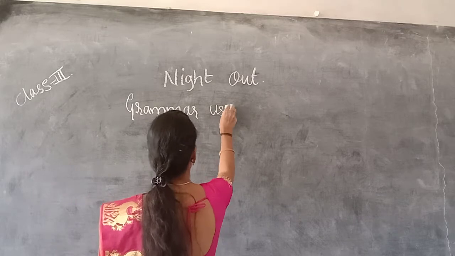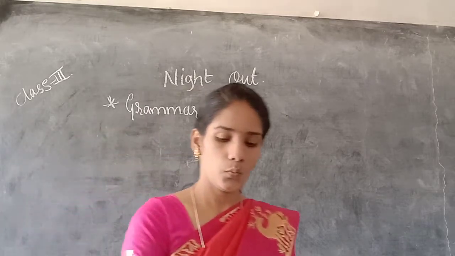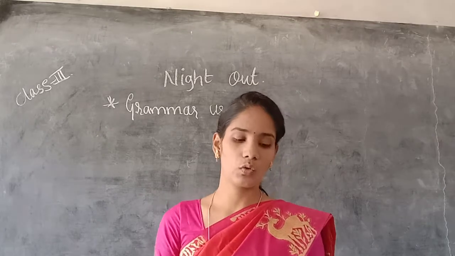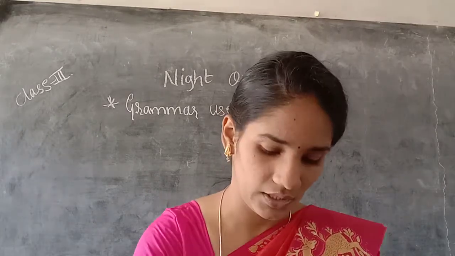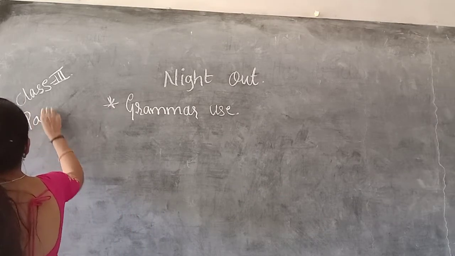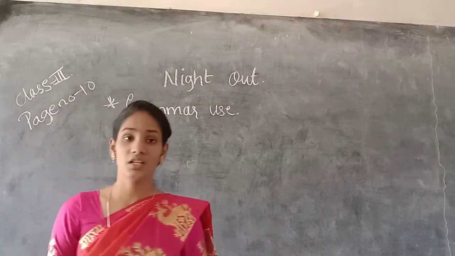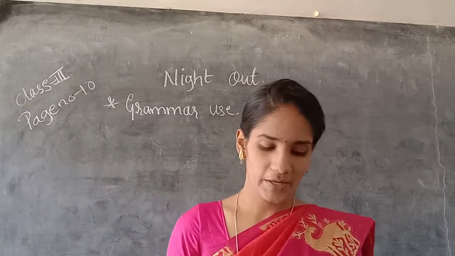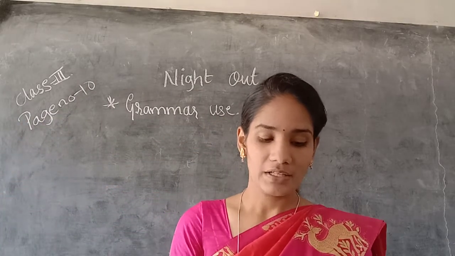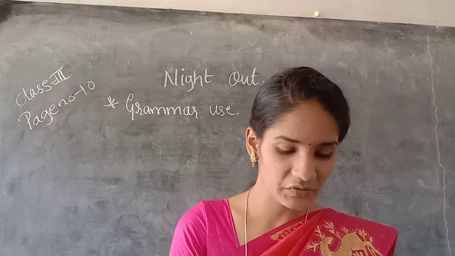First activity and second activity we have completed. So next we have to complete the third activity. Open page number 10. Exercise, third exercise. See here, look at this family tree.